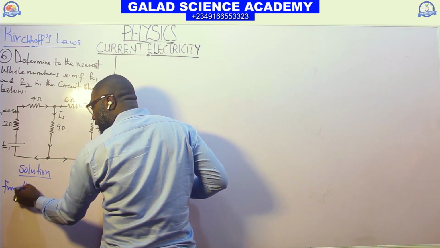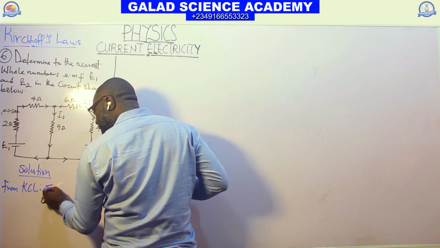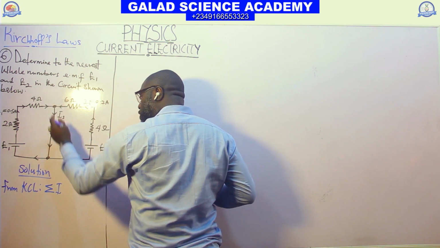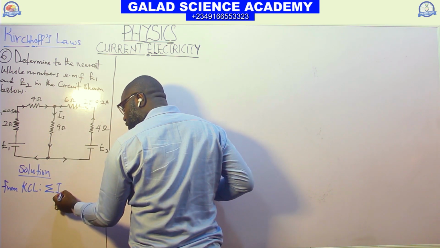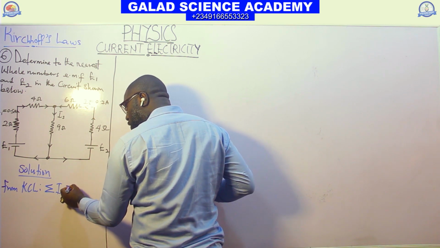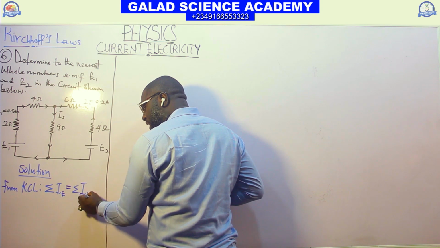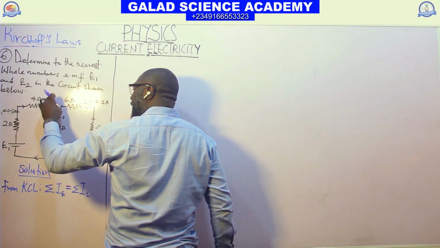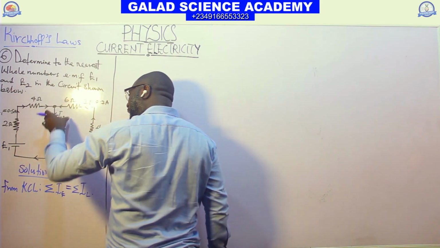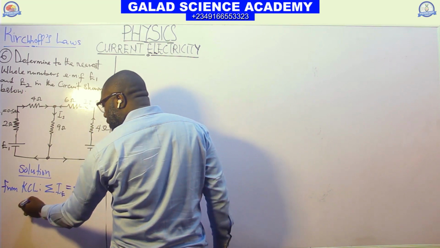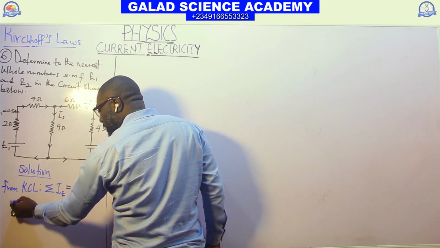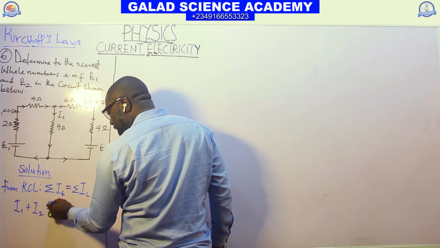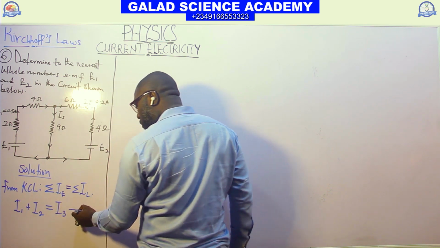From Kirchhoff's current law, the algebraic sum of currents entering a junction is equal to the sum of currents leaving the junction. For this expression, I1 and I2 are going to the junction, while I3 is leaving the junction. So you can now say that I1 plus I2 equals I3. Equation 1.